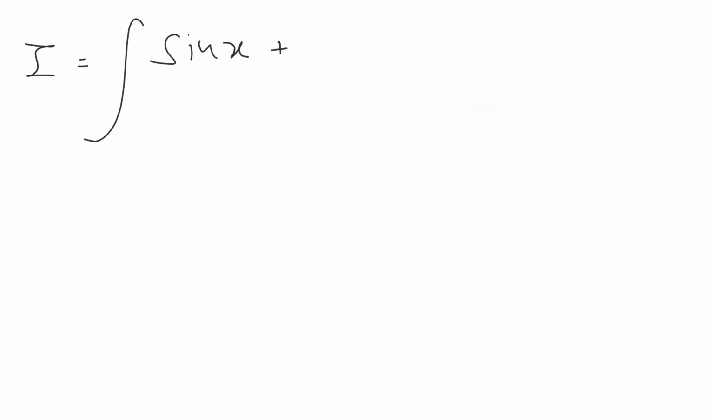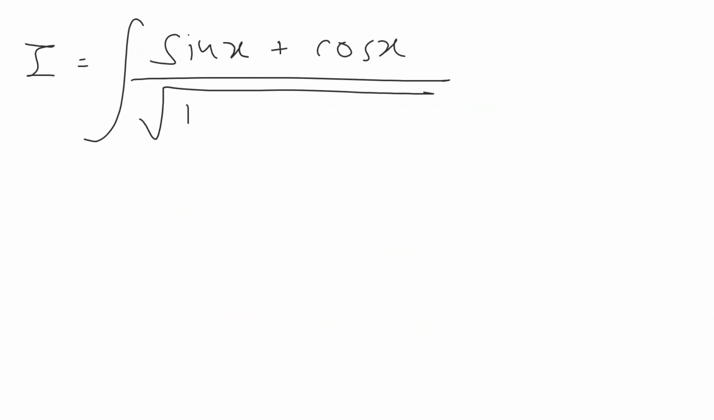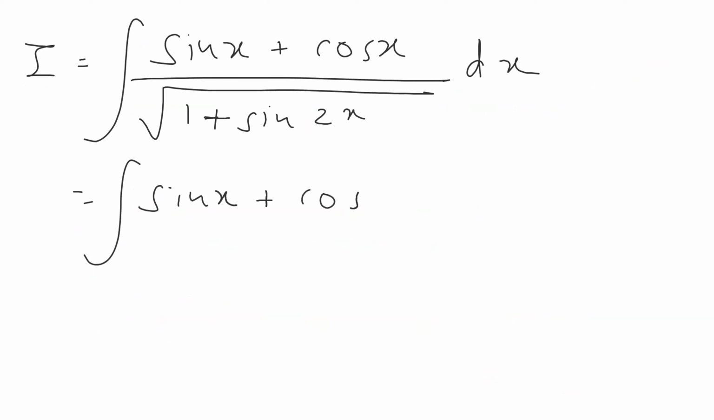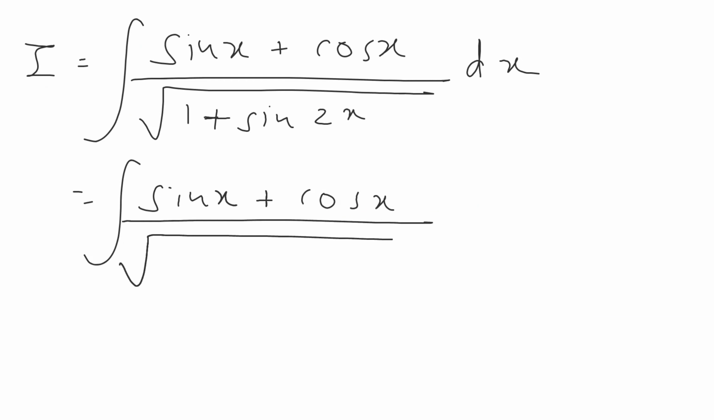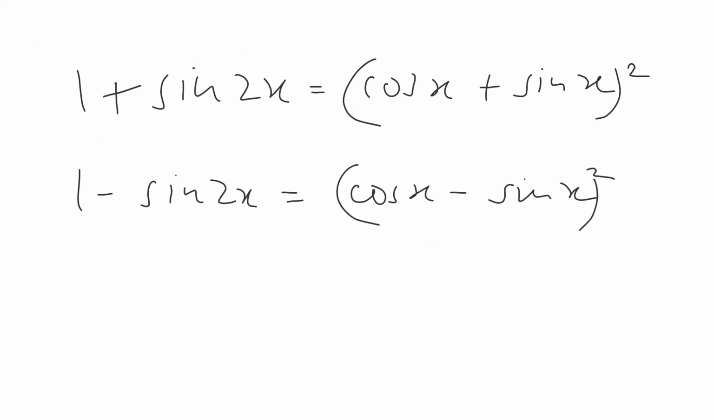Sin x plus cos x upon root of 1 plus sin 2x. I just gave you a formula for this. 1 plus sin 2x, the half angle formula, because the angle on the left hand side becomes exactly half on the right hand side.